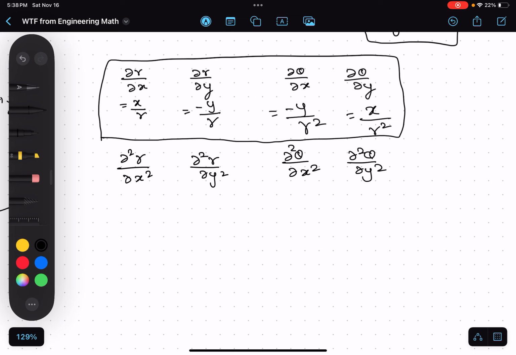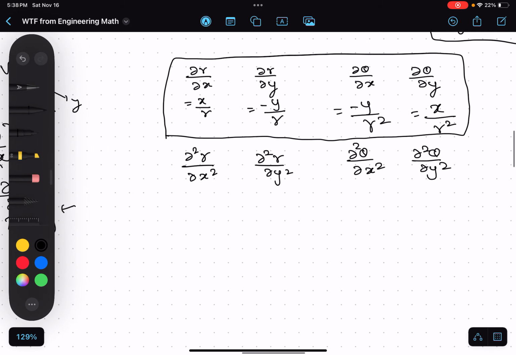Okay, so now we will build upon these previous expressions that we have got earlier. We have got that partial r by partial x is just x by r, right? I'll just take this r to the other side. So r times partial r by partial x is just x, right?